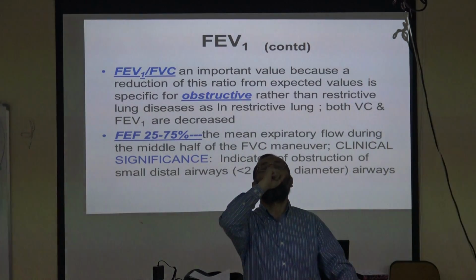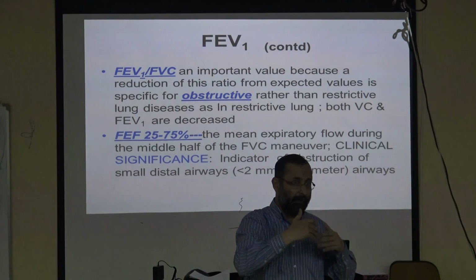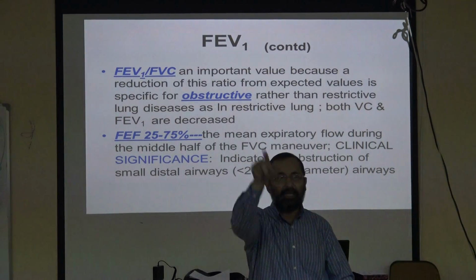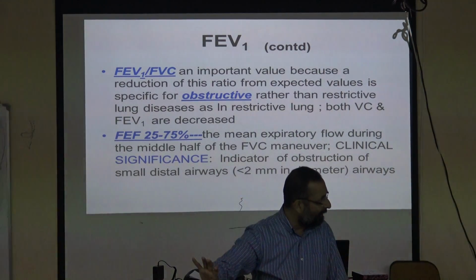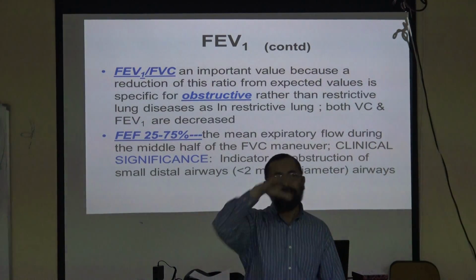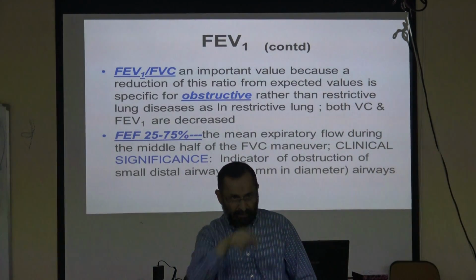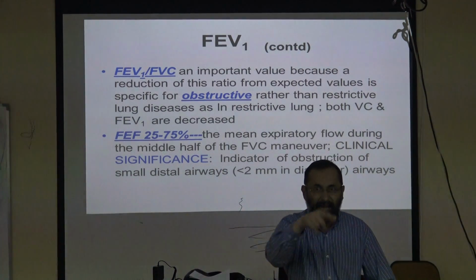For example, I am doing forced vital capacity. How much? 4 liters. How much is my FEV1? 3 liters. Isn't it? Now I will develop a ratio, 3 by 4. Okay, it is 3 liters out of total 4 liters. Okay, this is a ratio between FEV1 and FVC. Did you see that? I'll write FEV1 divided by FVC.